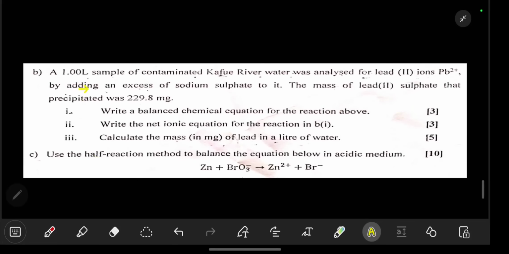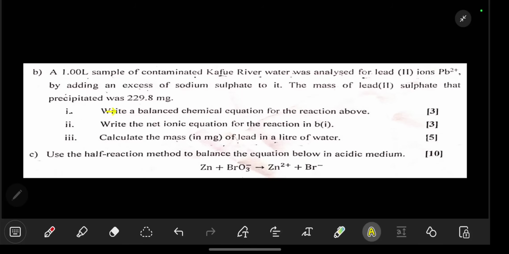We have this question. It says a 1 liter sample of contaminated Kafua River water was analyzed for lead 2 ions, that is Pb2+, by adding an excess of sodium sulfate to it. The mass of lead 2 sulfate that precipitated was 229.8 milligrams. Write a balanced chemical equation for the reaction above. Number 2, write the net ionic equation for the reaction in B1. Calculate the mass in milligrams of lead in water.